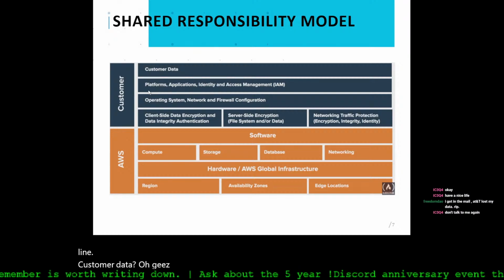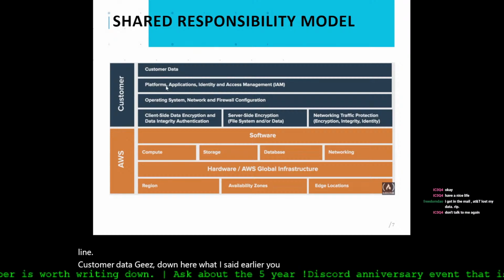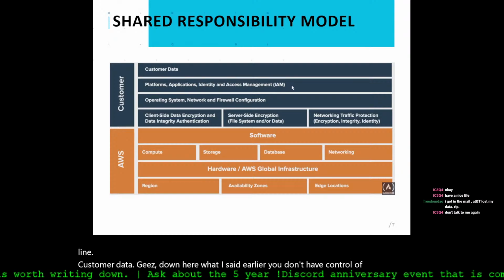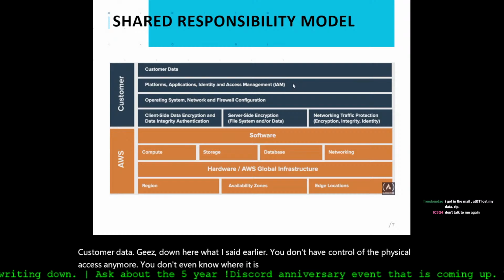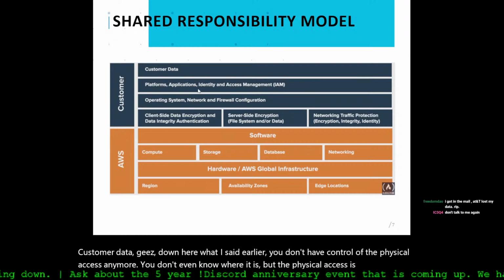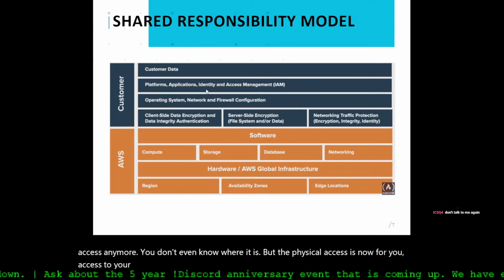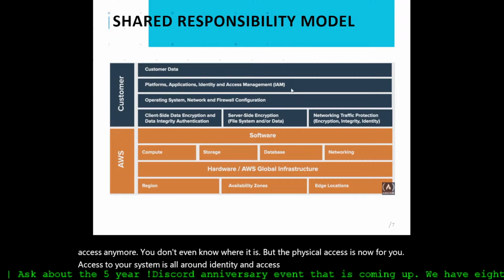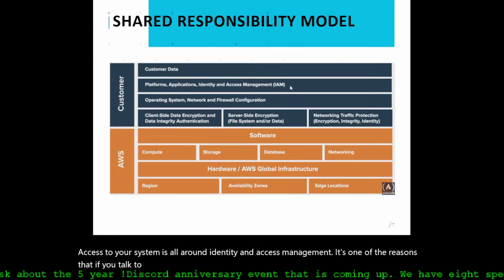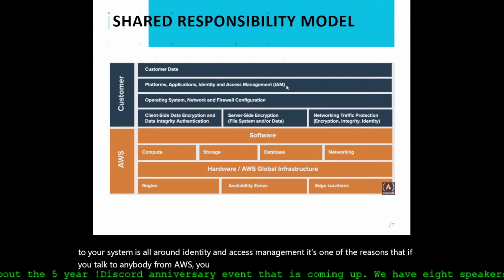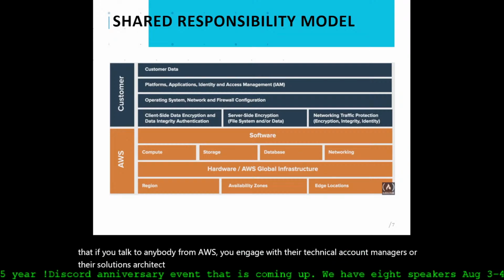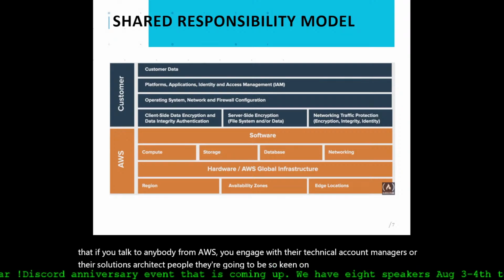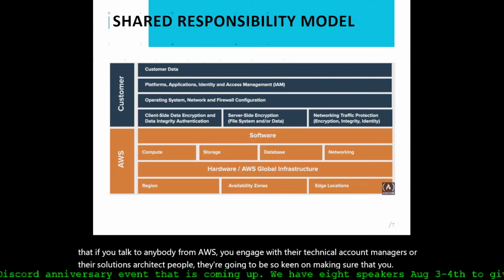Down here, what I said earlier, you don't have control of the physical access anymore. You don't even know where it is. But the physical access is now, for you, access to your system is all around identity and access management. It's one of the reasons that if you talk to anybody from AWS, you engage one of their technical account managers or their solutions architect people, they're going to be so keen on making sure that you understand the security aspect of it.